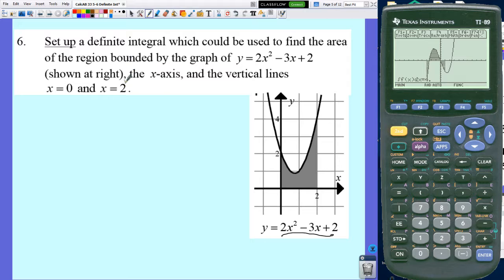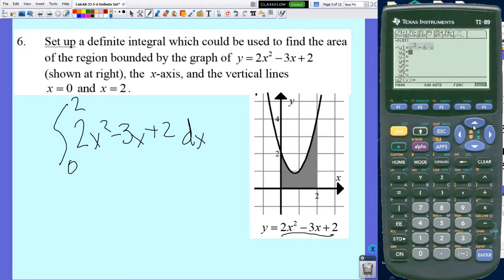I want to set up the definite integral. So you're integrating, you have to figure out what your function is. In this case, it's 2x squared minus 3x plus 2. And we have to figure out our lower and upper limits. You look at the shaded area: the lowest x value here, we're not looking at y, the lowest x value is 0, and the highest x value is 2. So there's my setup right there: the integral from 0 to 2 of 2x squared minus 3x plus 2 dx.